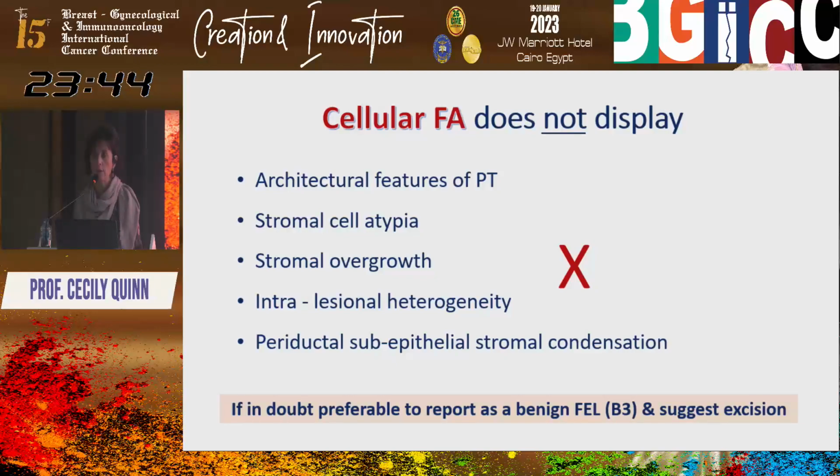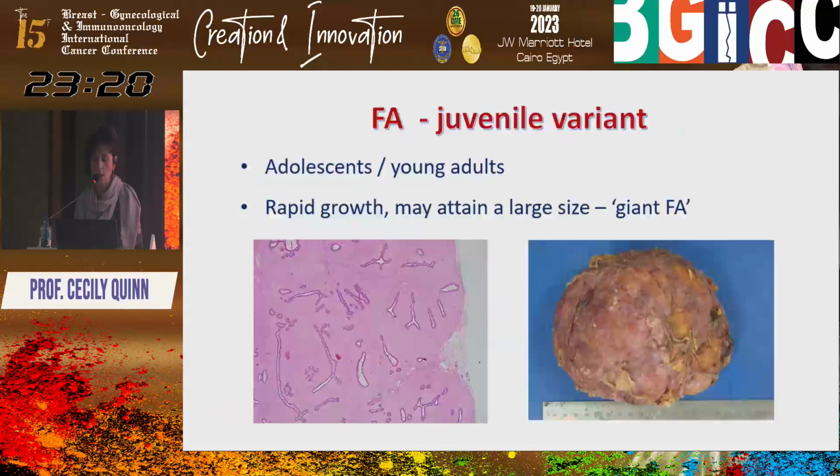However, if you have a lesion on core biopsy and you're finding it difficult to distinguish between a benign fibroadenoma and a benign phyllodes, it is reasonable to report these lesions as a benign fibroepithelial lesion, or favouring a cellular fibroepithelial lesion, giving this a B3 designation and suggesting excision to ensure that you get the diagnosis right.